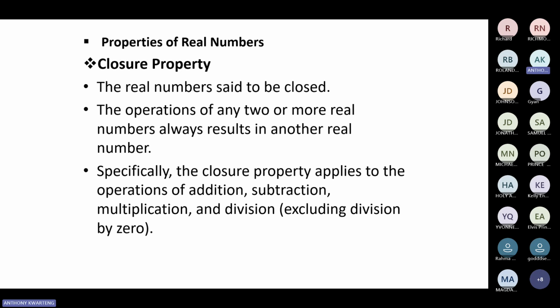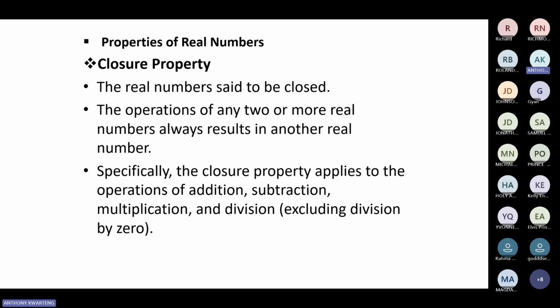Now, the first one we are going to talk about is the closure property. If we say that real numbers are closed, it means that when you operate on any two or more real numbers, whether you are adding, subtracting, dividing, whatever you are doing to them, you still get a real number. Is that okay? Yes.